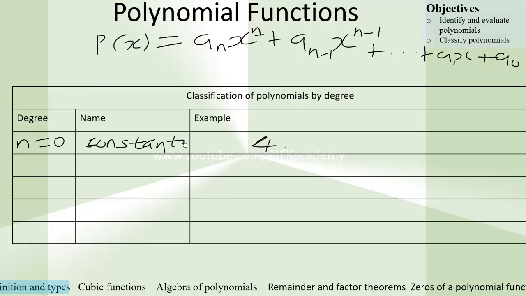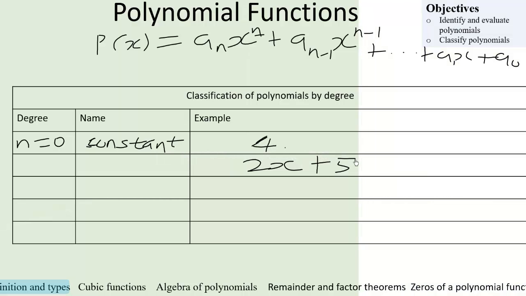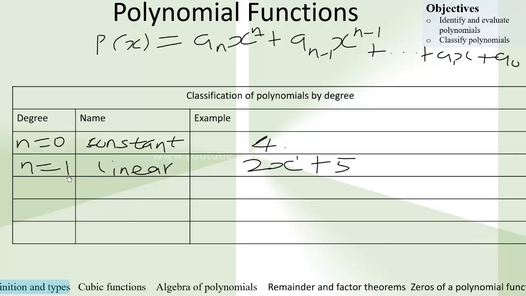And we can also have a polynomial, something like 2x plus 5. So this polynomial is called a linear polynomial. So it is linear, and in this case n is 1. N is equal to 1. And because it has 2 terms, we can further call it a binomial.